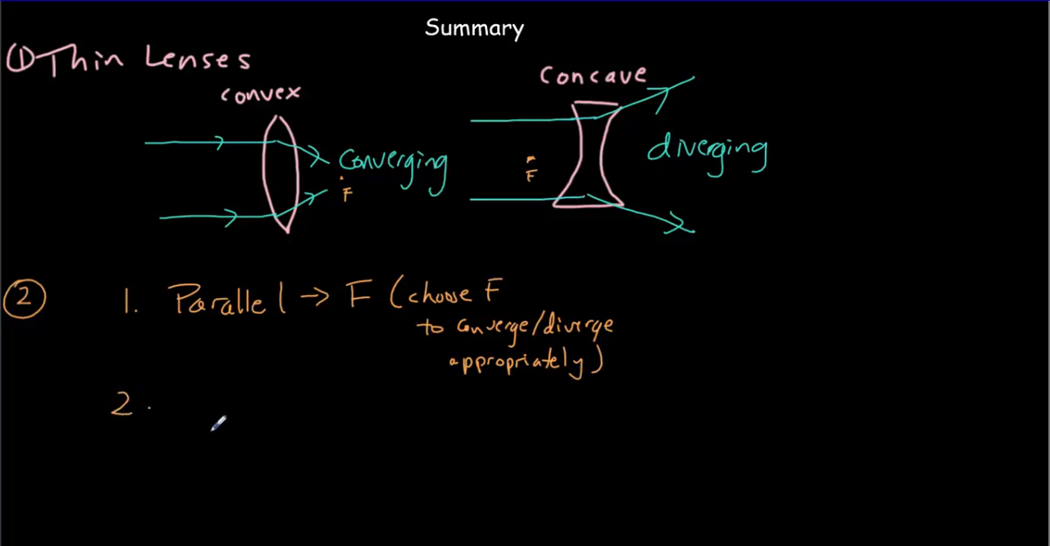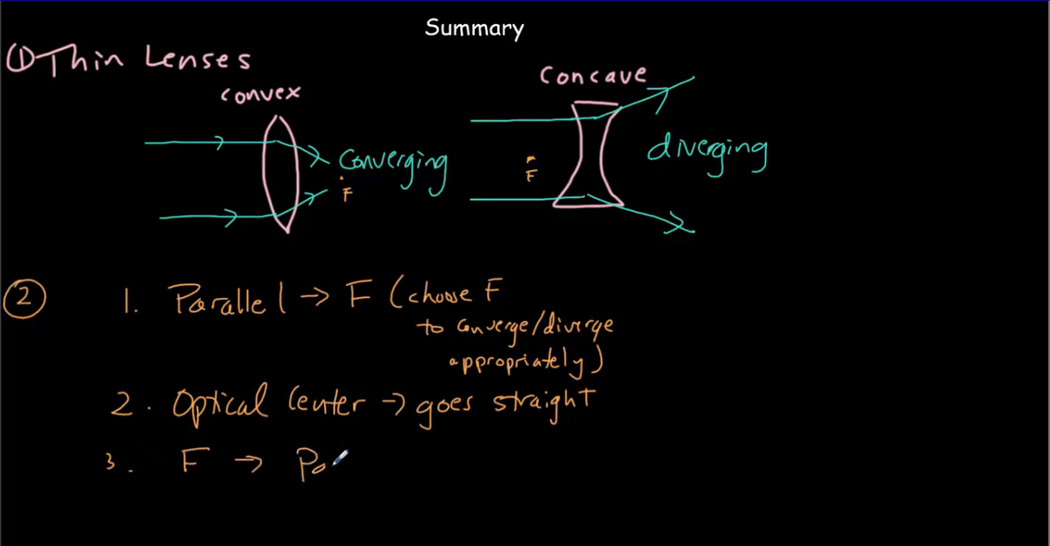Second rule, very easy rule. If it goes through the optical center, it goes straight. No bending. And thirdly, if it goes through F, then it will run after the lens parallel to the principal axis. And once again, you have to choose the right F so that it's converging or diverging appropriately. So choose the appropriate F. There's always two of them.